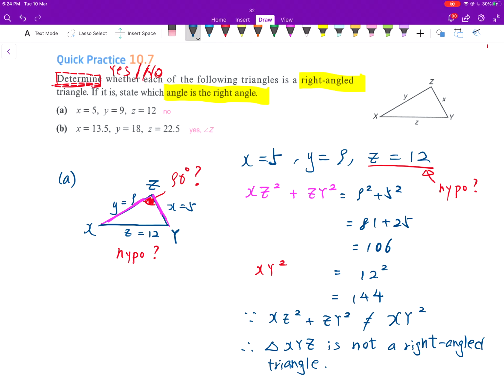So why could we draw this conclusion, not a right angle triangle? Because we apply the converse of Pythagoras theorem.